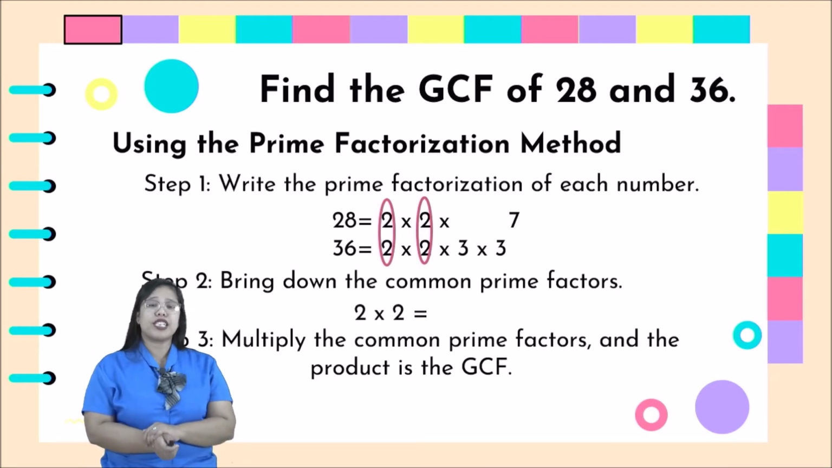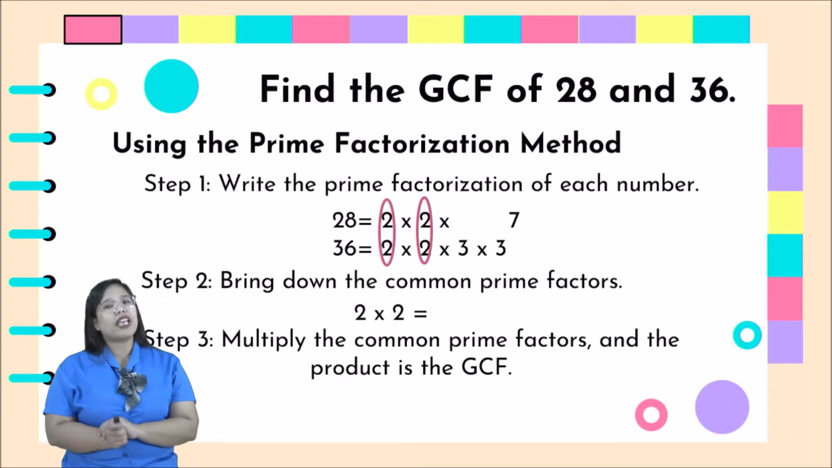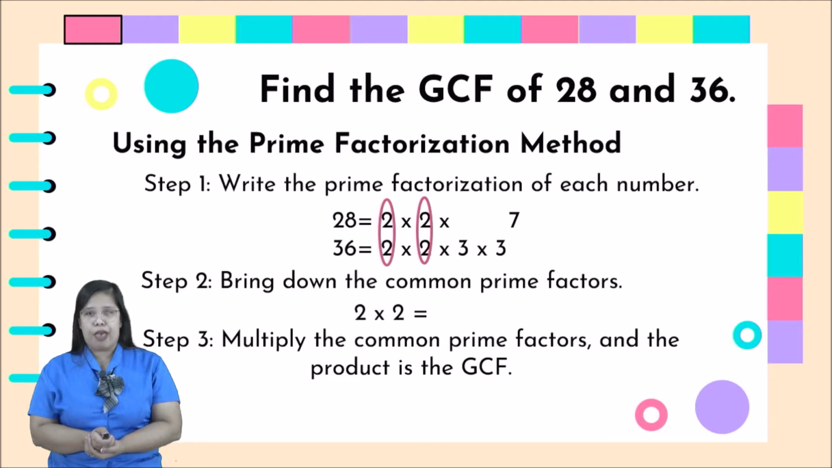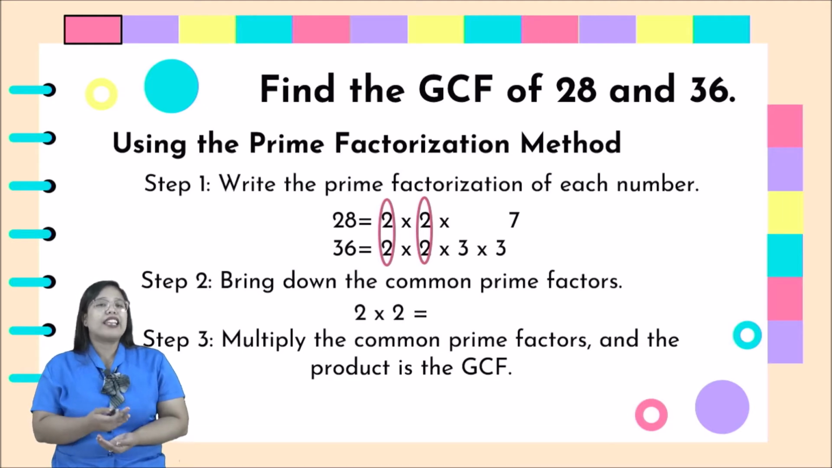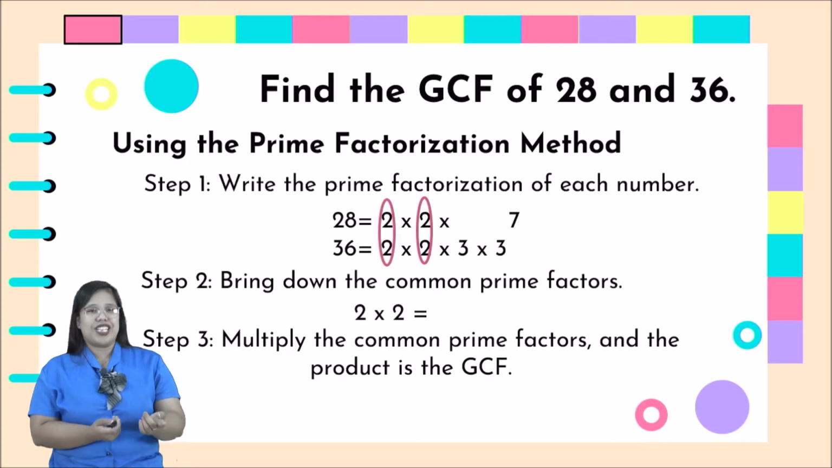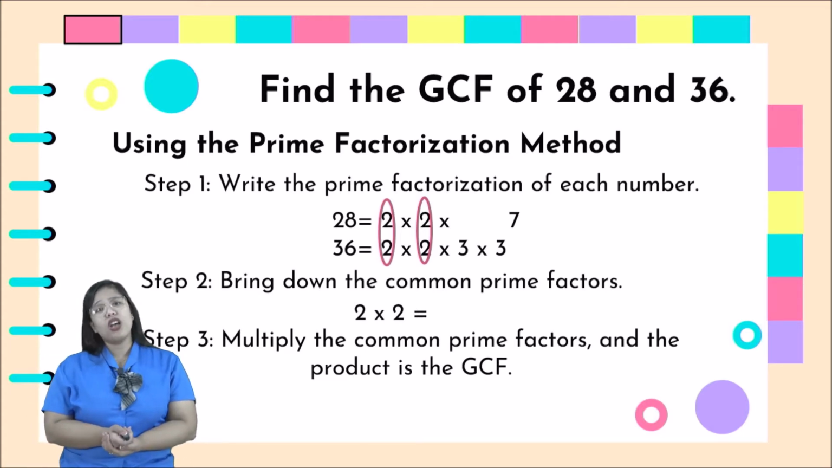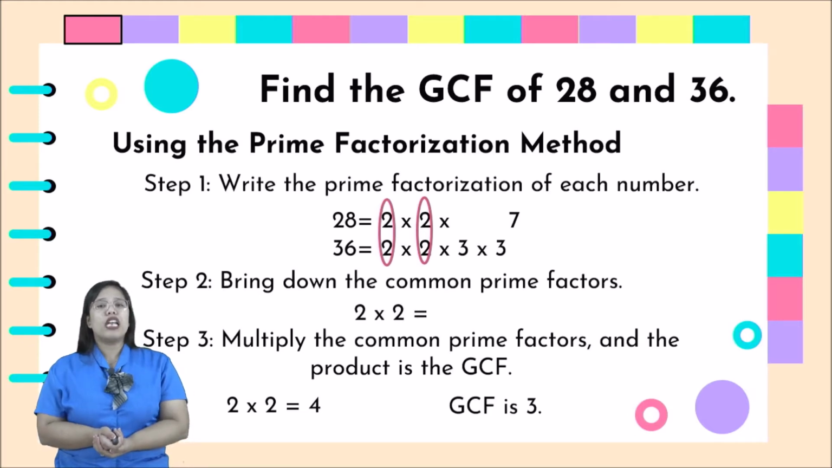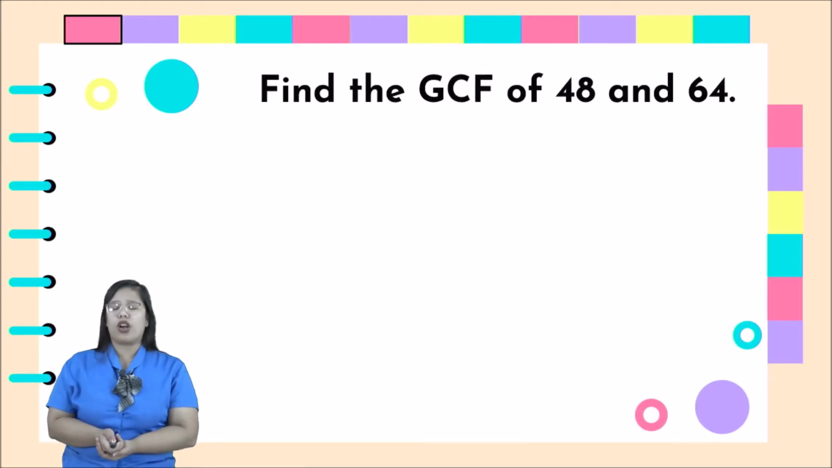And then for step 3, we will multiply the common prime factors, and the product is the GCF. Again, we will multiply the common prime factors, and then the product will be our GCF. So, 2 times 2 is 4. Therefore, the GCF of 28 and 36 is 4.